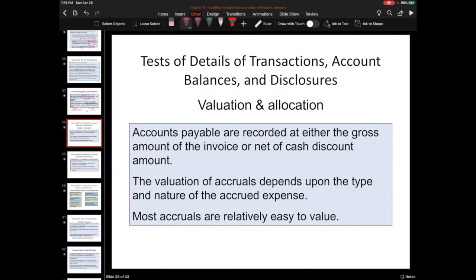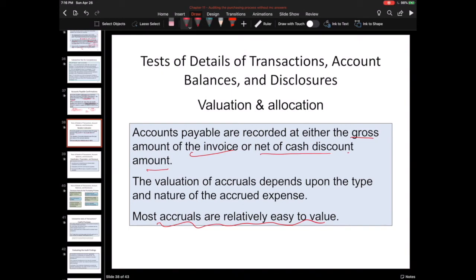Valuation and allocation, right? For actual AP, this typically isn't a huge concern, right? Because there's not a lot of valuation that goes on. It's typically just is what it is, and we record the AP at the amount of the invoice, or we can record it net of cash discount if we're receiving a cash discount. So not terribly complex in terms of the valuation. The book kind of talks about how most short-term accruals are relatively easy to value. I would say sometimes that's true, sometimes that's not.